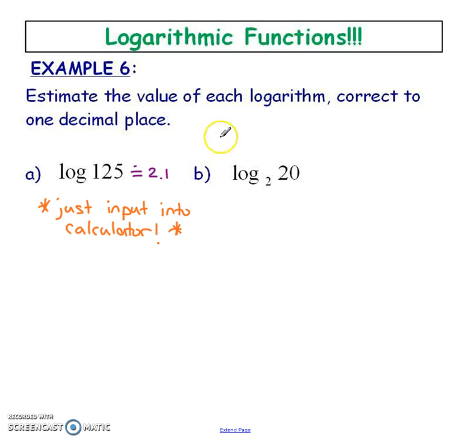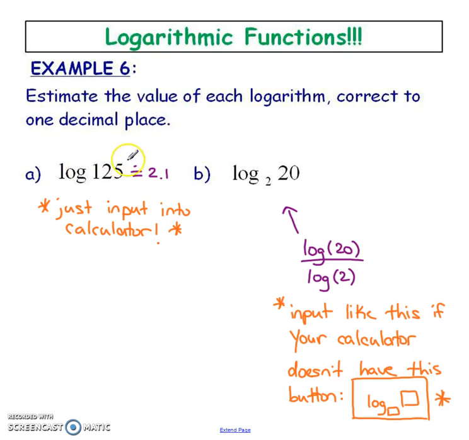Okay, now this one, I mean, like I said, some of you guys have that button on your calculator which gives you a blank here and a blank here, and you can just put in these numbers and you'll get your answer. But let's say a lot of you don't have that button and all you have is a regular log button. What you can do instead is you can go like this. Put log of the big number, so log 20, and then divide it by log 2. Okay, so this will give you the same answer if you don't have a button that looks like this. You should be getting approximately 4.3.